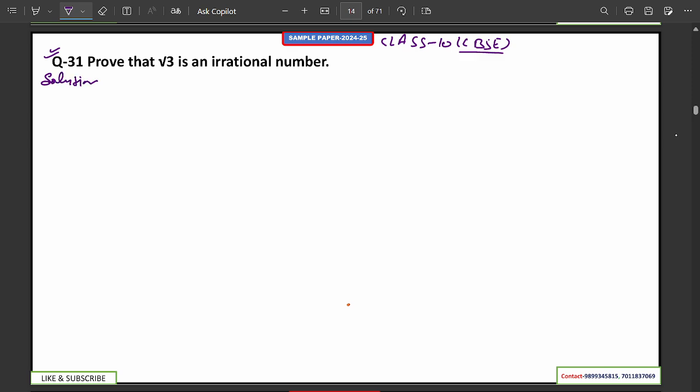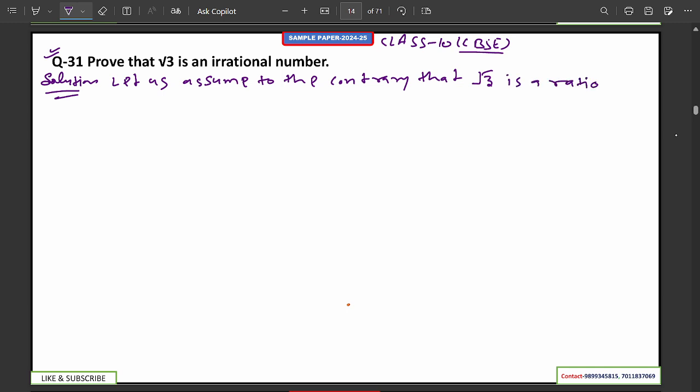How could we start this question? First of all, let us assume to the contrary that square root 3 is a rational number. And this type of question we should start like that.